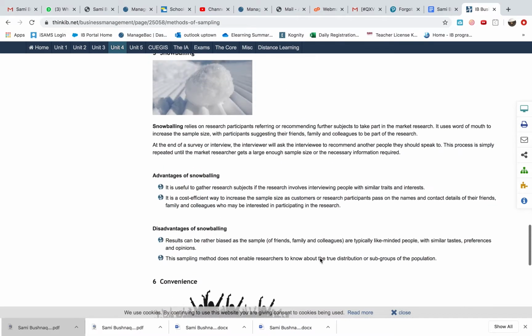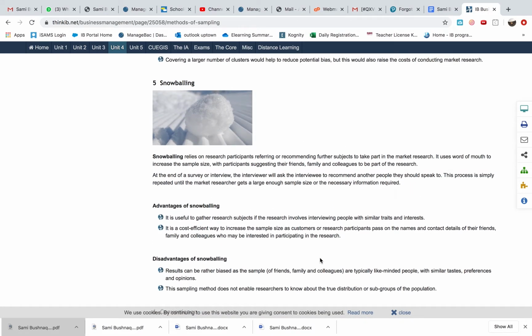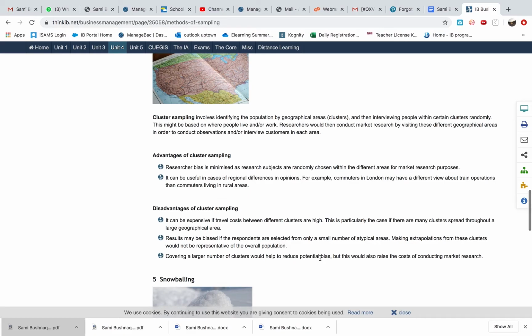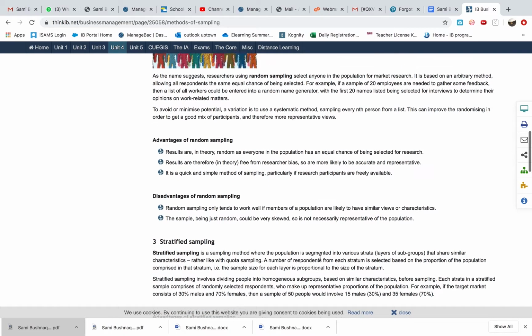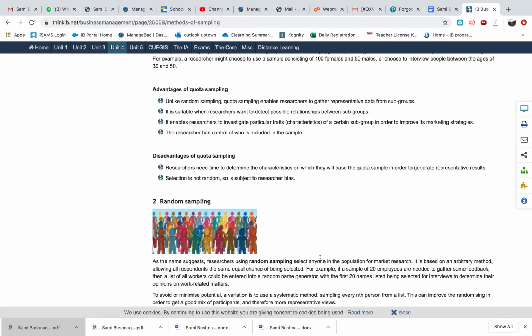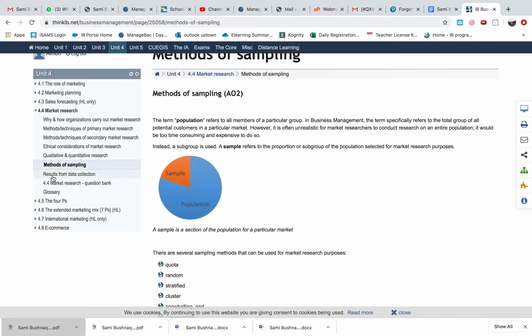So know your different sampling methods, because when you go to do primary research for your IAs, you need to determine what type of method you're going to use and talk about it in your IA, right? You're going to want to let people know what you picked and why, what the advantages were over the disadvantages and why you ended up picking that one.